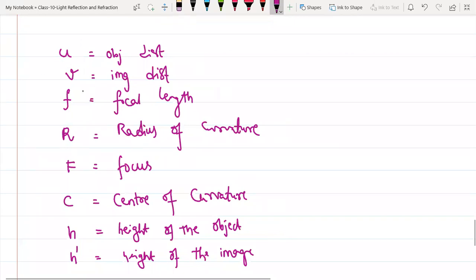Small u, object distance; small v, image distance; small f, focal length; capital R, radius of curvature; capital F, focus; capital C, center of curvature; small h, height of the object; H dash, height of the image. Now, which one will be positive, which one will be negative? That is the idea you should have while writing given data.